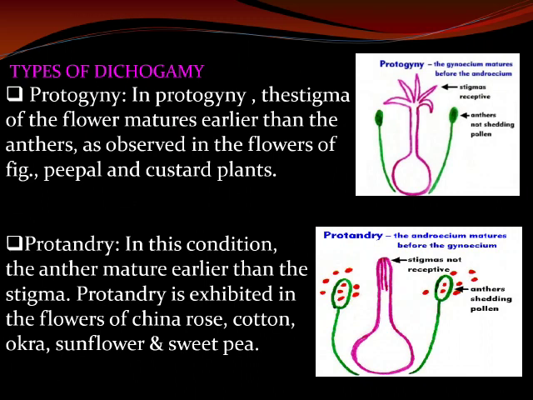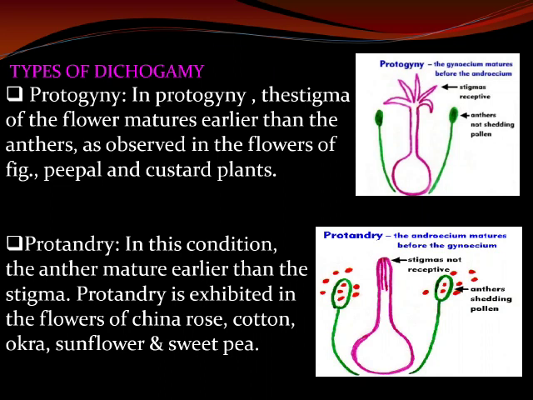Then, what are the different types of dichogamy? One is protogyny and the other one is protandry. Protogyny means, proto means first, gyne means gynoecium. The gynoecium, that is the carpel or the pistil, develops earlier than the androecium. So it is called protogyny. In protogyny, the stigma of the flower matures earlier than the anthers, as observed in the flowers of papaya, custard apple, etc.